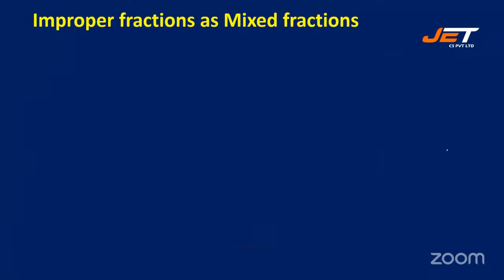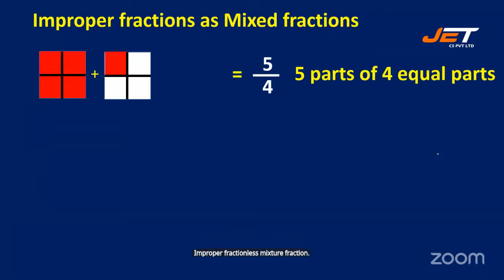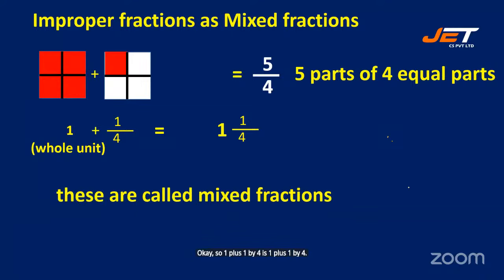Next, improper fraction as a mixed fraction. So here we have 1, 2, 3, 4, 5, 6, 7, 8. So we are splitting this as 4 plus 4. That is 5 by 4. That is 5 parts of 4 equal parts. So 1 plus 1 by 4, which is 1 into 1 by 4. Okay. So 1 plus 1 by 4 is 1 into 1 by 4. So this is called a mixed fraction.